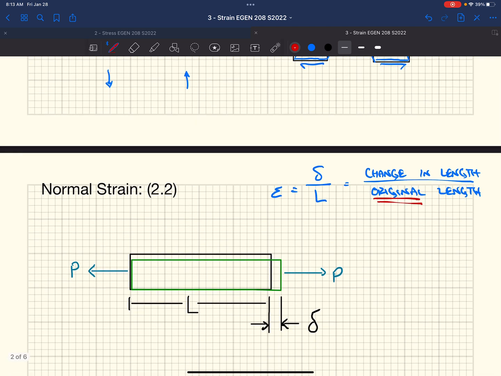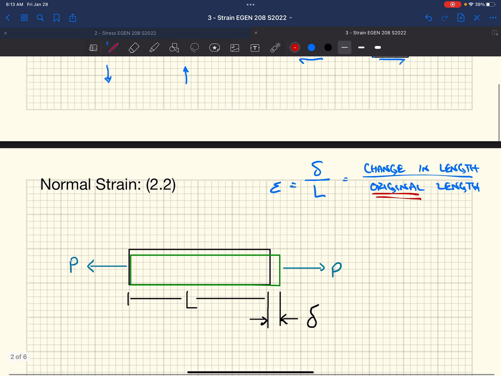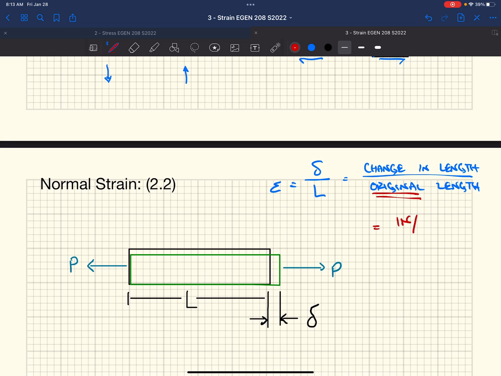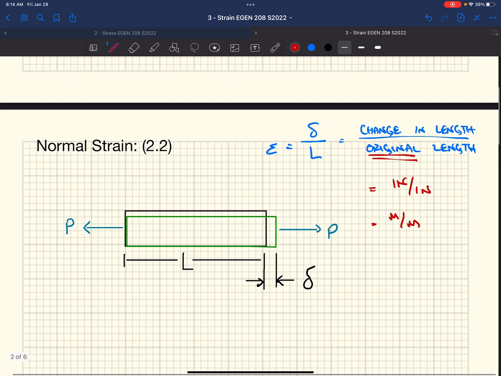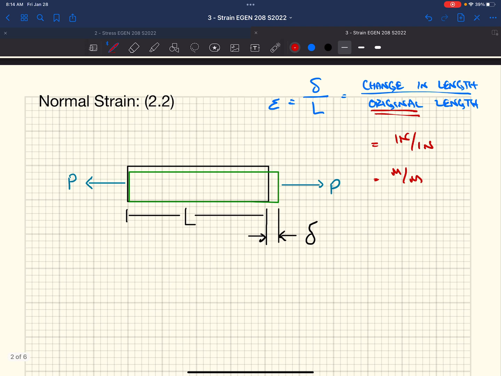What are our units? Well, if you look at the equation there, we have change in length over original length, so it's really length over length. Could be inches over inches, meters over meters. Those are effectively the same thing though. It's unitless. It's a length over a length. But it's usually denoted in inches over inches, and a few others we'll talk about in a second.